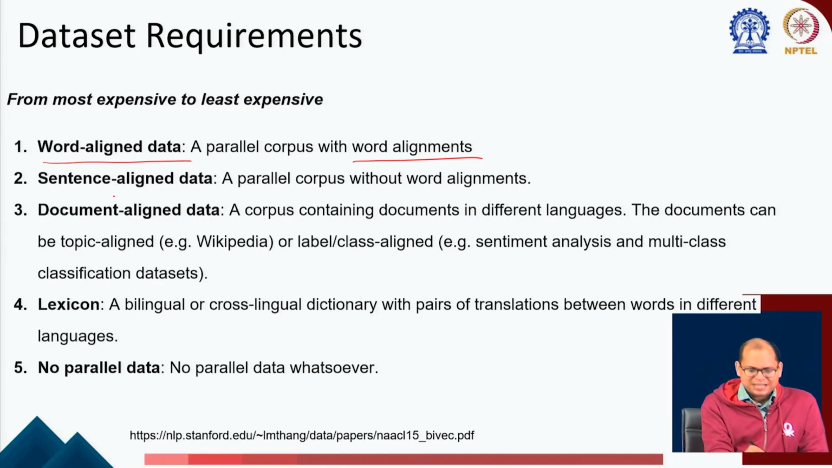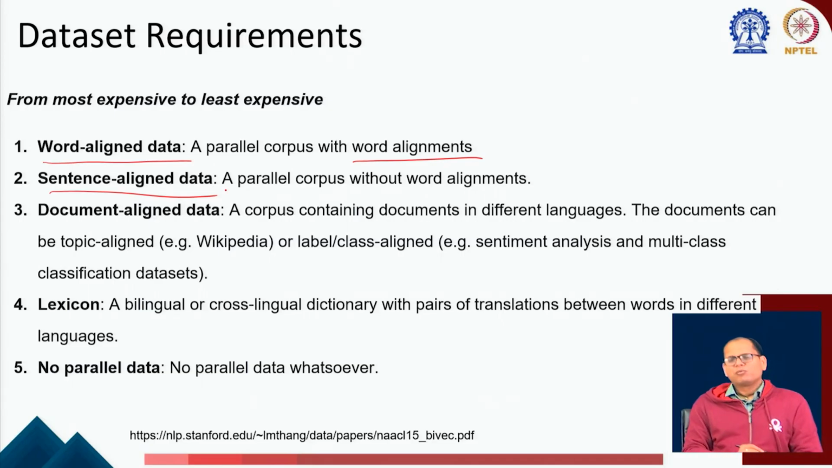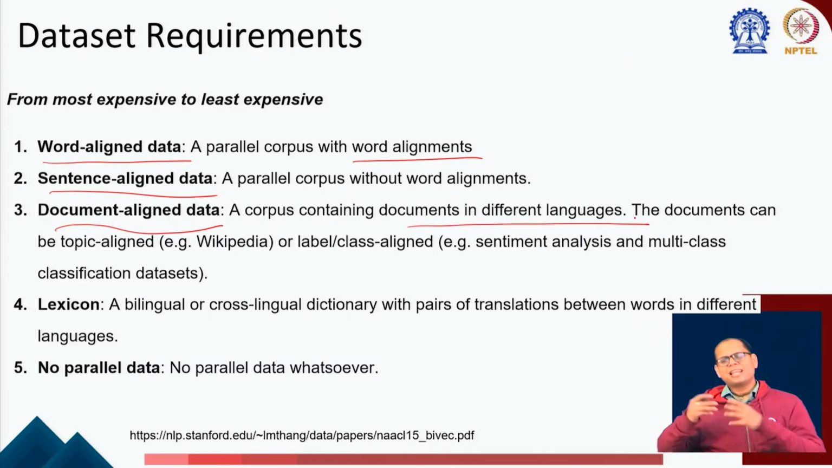Then the slightly less expensive is sentence aligned data, where you have a parallel corpus between languages without word alignments, right. You may get some machine translation training data where the sentences across two languages are aligned. Even less expensive is document aligned data, right. So, where you have documents in different languages and you have topic alignment between documents. Like in Wikipedia, you may have a document about earthquake in English and a document about bhukamp in Hindi. So, they are topic aligned, right. The sentences may not be directly aligned, but we know that they are talking about the same topic.